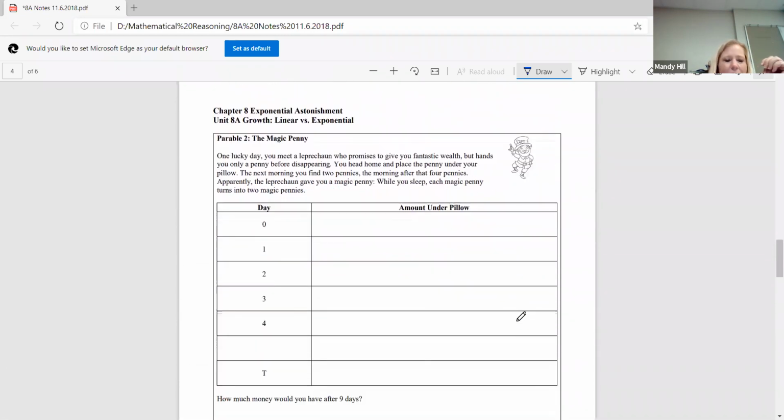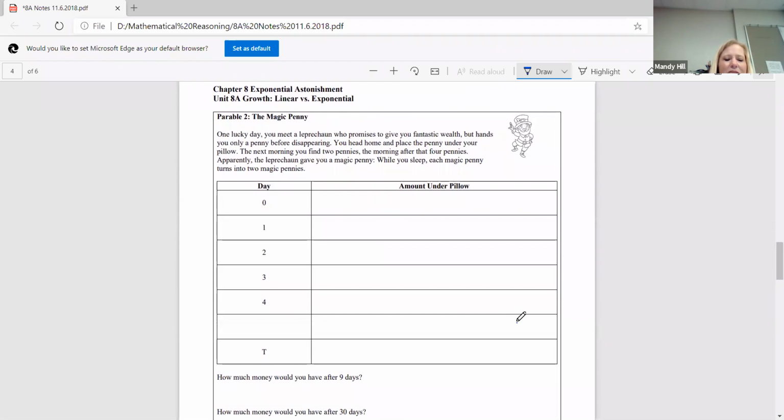But okay, so the magic penny. One lucky day you meet a leprechaun who promises to give you fantastic wealth, but hands you a penny before disappearing.